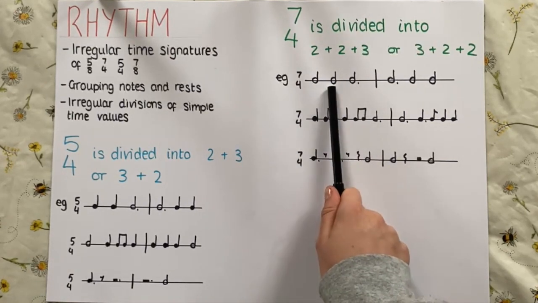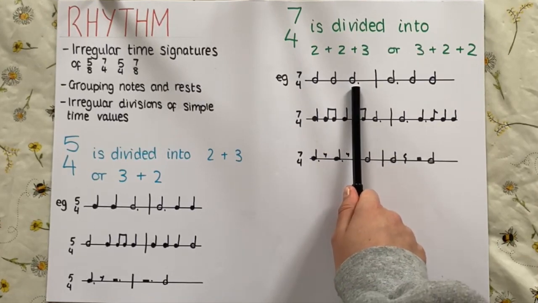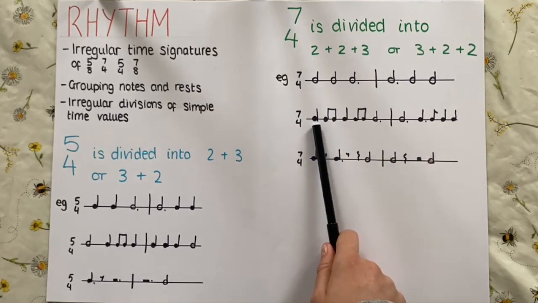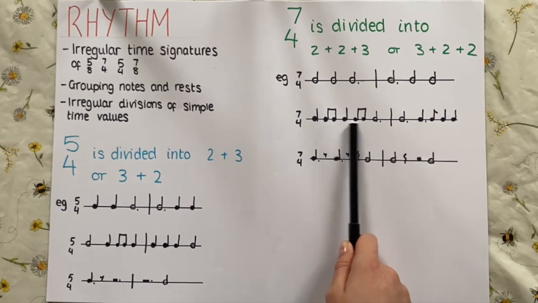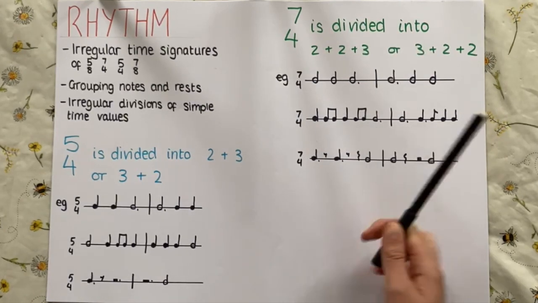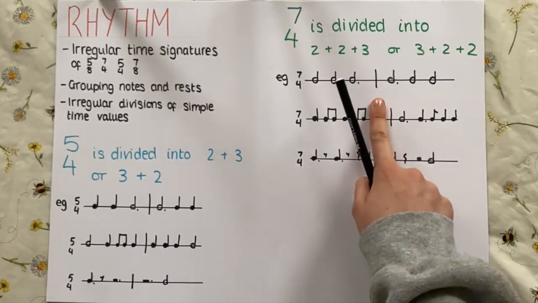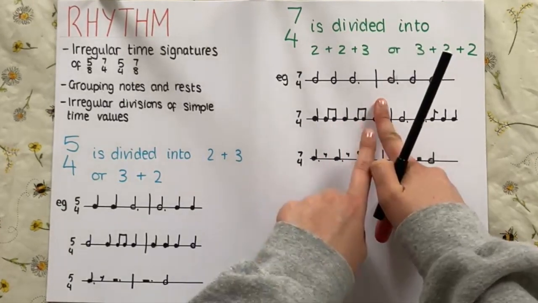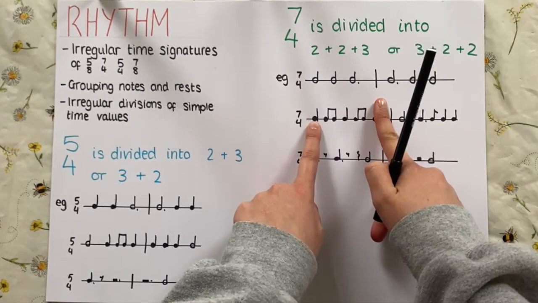So 1, 2, 3, 4, 5, 6, 7. And again, we've got 1, 2, 3, 4, 5, 6, 7. This one is quite easy to see the division as we've got a dotted minim here. That's our 3/4. And then we've got our 2 and 2.